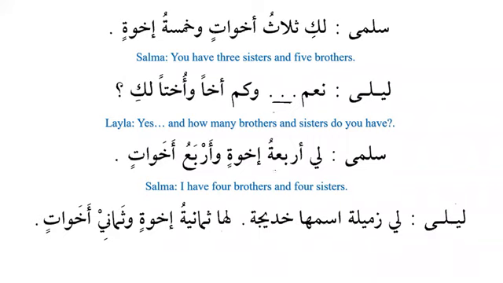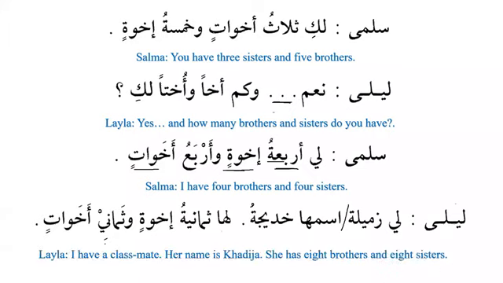However, we can see that the numbers that have been used here for the masculine, the number is feminine, and for feminine, the number is masculine. Layla li zamilatun ismuha Khadijatu. Layla says, Li zamilatun, I have a classmate, ismuha Khadijatu, her name is Khadija. Laha thamaniyatu ikhwatin, she has 8 brothers, wa thamani akhawatin, and 8 sisters.